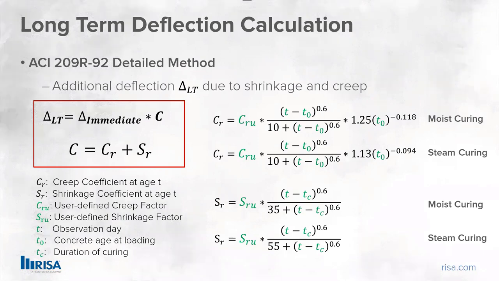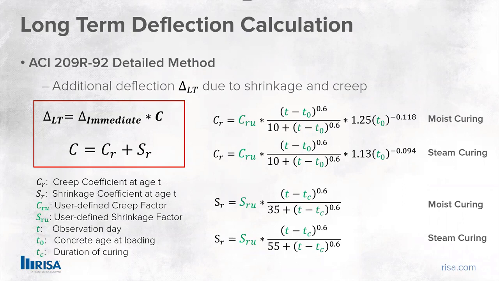The CR refers to the creep coefficient at the age t, and SR refers to the shrinkage coefficient at age t. So we consider these 2 factors separately, due to creep and shrinkage. On the right-hand side, I show the equation of how to calculate your CR and SR factors. As you can see, we have 2 different expressions for moist curing or steam curing. Based on what type of curing method you select in the previous dialog I showed, the program will use a different equation to calculate the CR and SR factors.